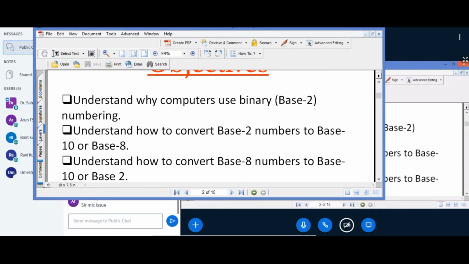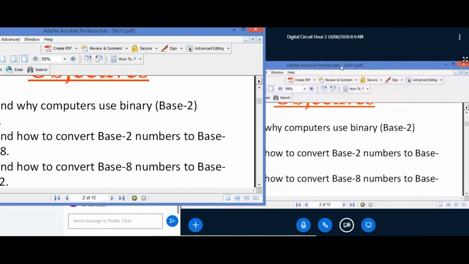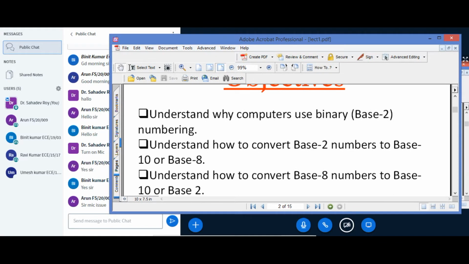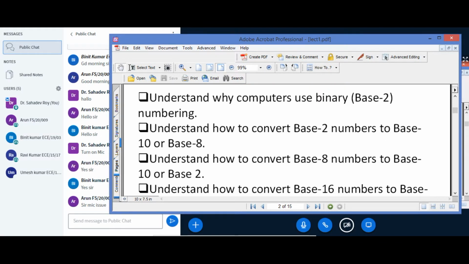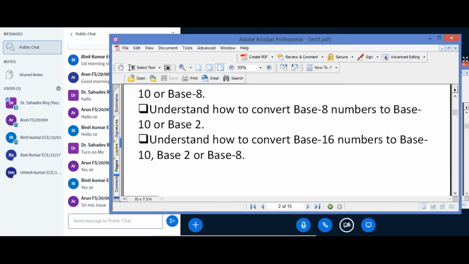Okay. So the objective is to understand why the computer uses the binary base 2 numbering system, and understand how to convert a base 2 number to base 10 or base 8 number, and how to convert base 8 number to base 10 or base 2 number, and similarly base 16 to base 10, 2 or 8.